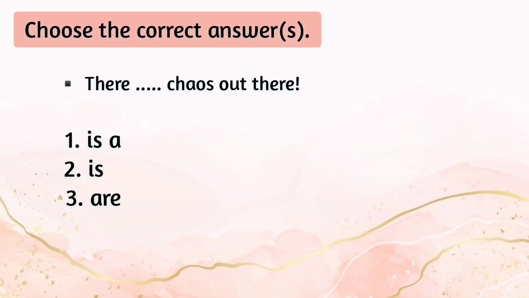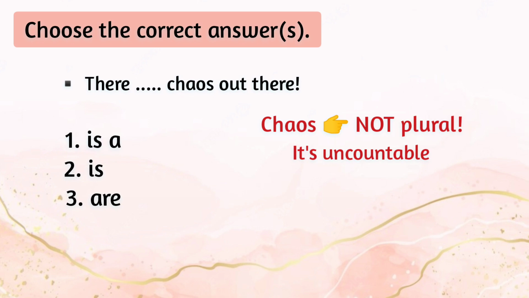There's chaos out there. Chaos is not a plural word just because it's got an S at the end of it. It's an uncountable noun. So we can't say is a because we don't use indefinite articles, and obviously we can't use are. So the correct answer is: there is chaos out there.